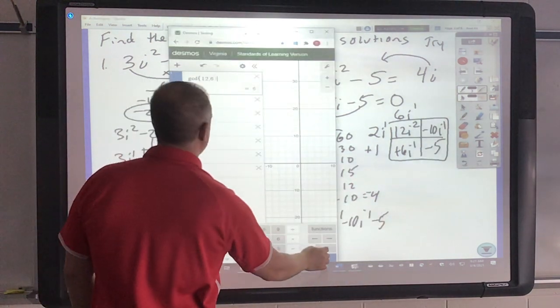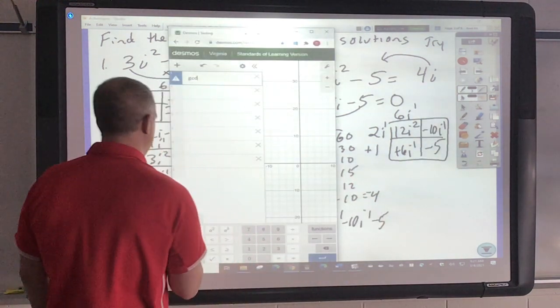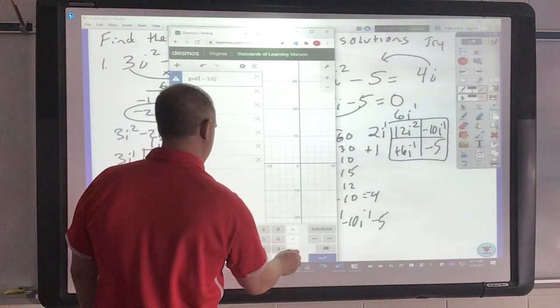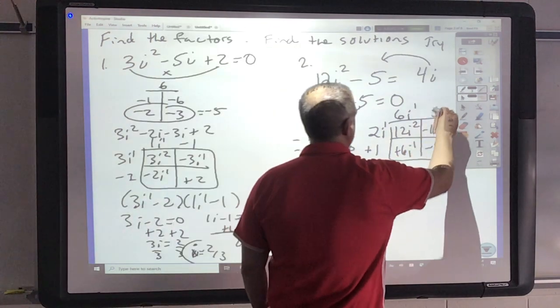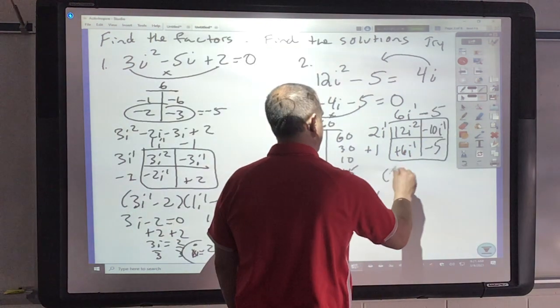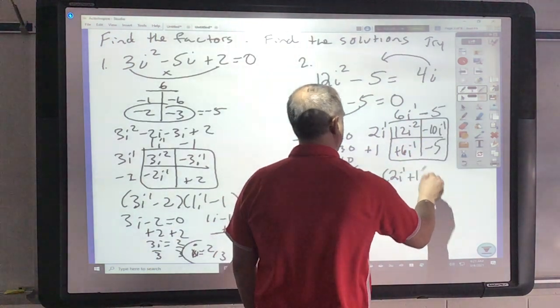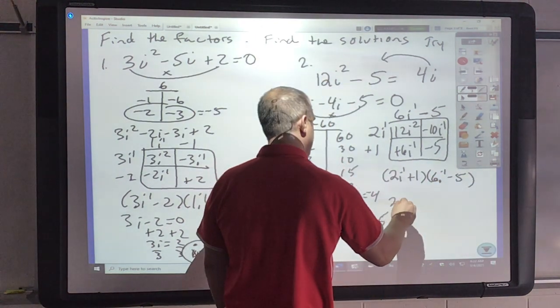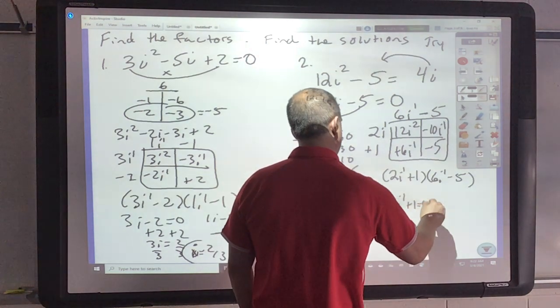And then I got negative 10 and negative 5. Will be 5. There's a minus sign here, so that'll be that. So my factors are 2i to the first plus 1, 6i to the first minus 5. I would set those equal to 0 and solve.